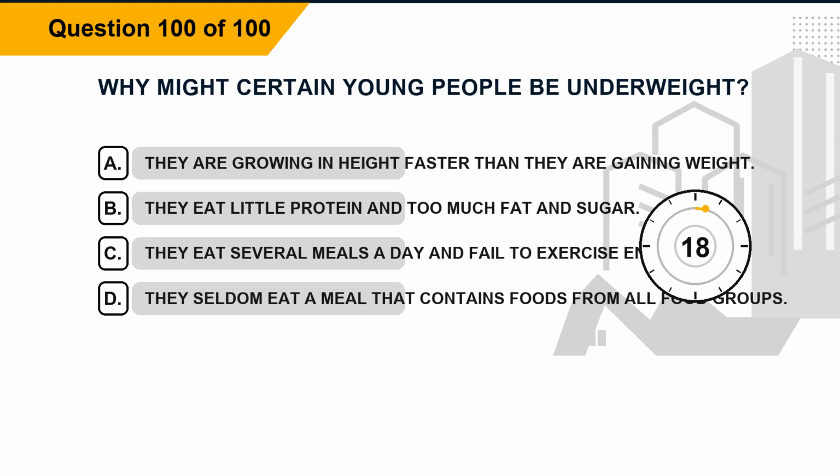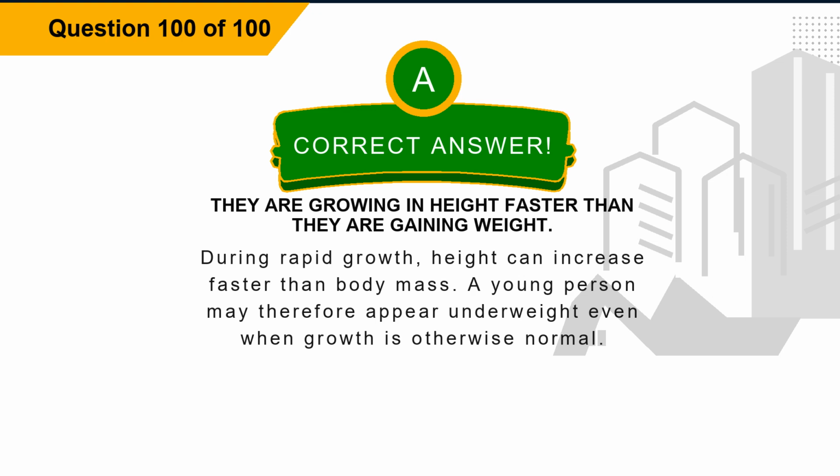Question 100. Why might certain young people be underweight? Option A: they are growing in height faster than they are gaining weight. Option B: they eat little protein and too much fat and sugar. Option C: they eat several meals a day and fail to exercise enough. Option D: they seldom eat a meal that contains foods from all food groups. The correct answer is option A: they are growing in height faster than they are gaining weight. Explanation: during rapid growth, height can increase faster than body mass. A young person may therefore appear underweight even when growth is otherwise normal.